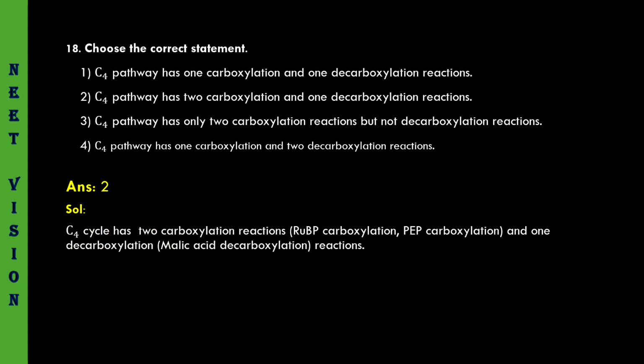Second one is given. Here is the answer. Now the solution. C4 cycle has the two carboxylation reactions, that is RuBP carboxylation in bundle sheath cells, PEP carboxylation in mesophyll cells, and one decarboxylation, malic acid decarboxylation reaction which occurs in bundle sheath cells. Coming to the next one.